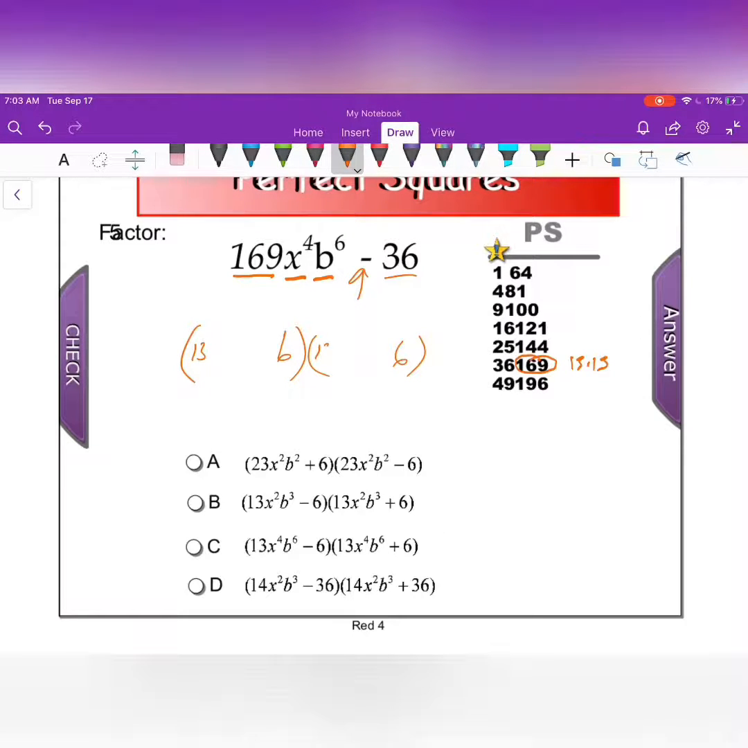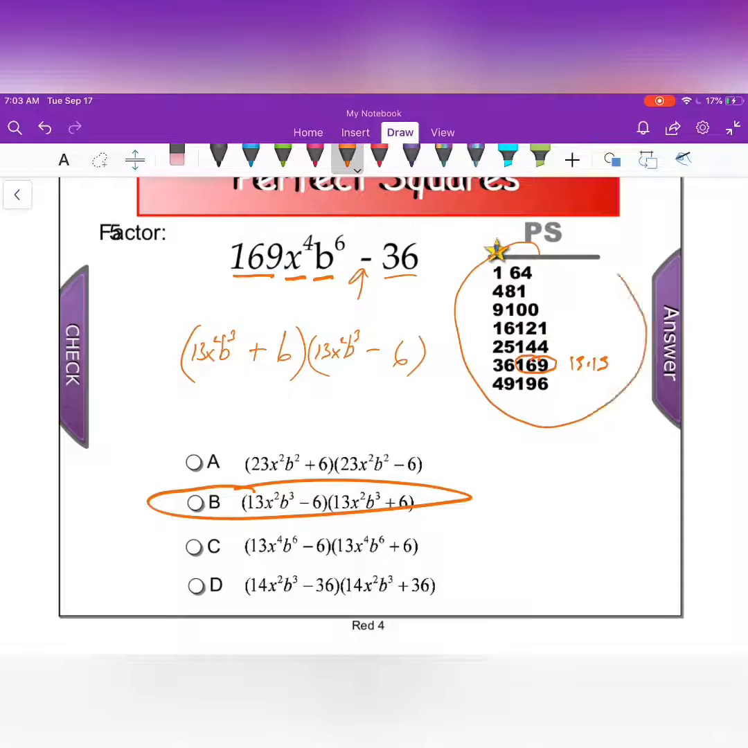13 squared is 169. X squared is for x to the 4th. And b cubed times b cubed would be b to the 6th. Don't forget your signs are plus and minus. So I believe our answer here is B. Don't forget you can rewind this, watch it again if you need it, but a helpful hint: knowing more of these perfect squares is actually going to help you out when recognizing a difference.